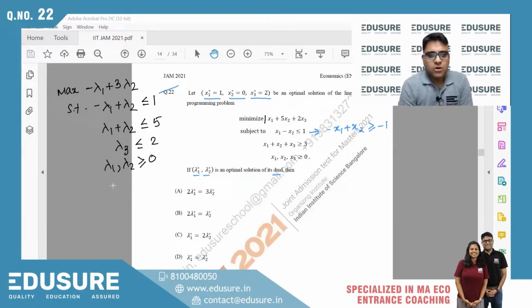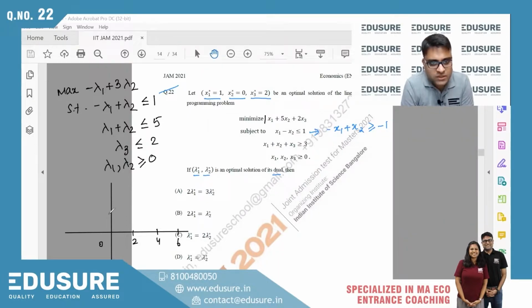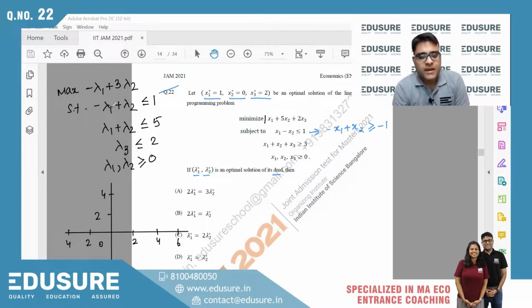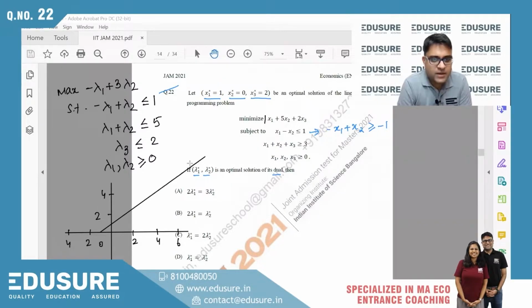So we will draw this. We can draw it very easily, quickly we can do it. We are basically finding the solution. So 2, 4, 6, 2, 4, 2, 4. The first coefficient is -1 and 1. The line will look something like this. Second coefficient is 5 for each. Third coefficient is lambda 3 less than equal to 2. Basically, the feasible region will be this.